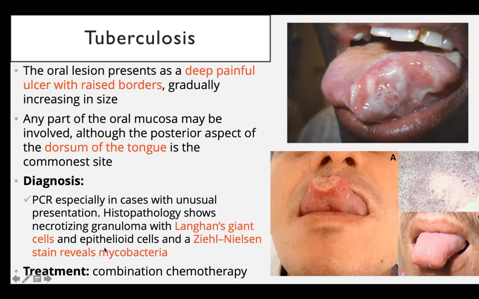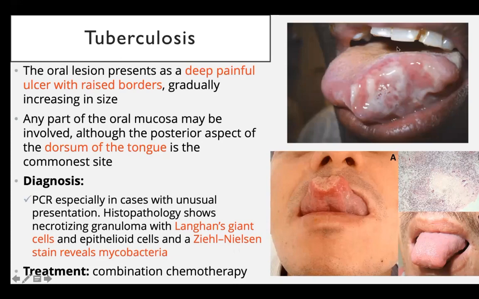What are these giant cells, Langerhans giant cells? Basically, tissue macrophages. Good. And epithelioid cells, and a Ziehl-Neelsen stain reveals mycobacteria. This is a particular stain for mycobacteria, which is known as Ziehl-Neelsen. Ziehl-Neelsen stain, mycobacteria, Mycobacterium tuberculosis, Langerhans giant cells, dorsum of the tongue.